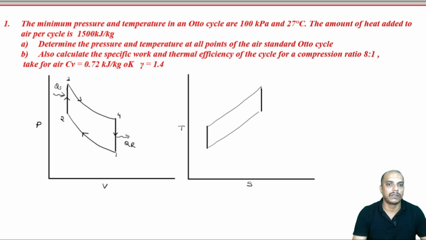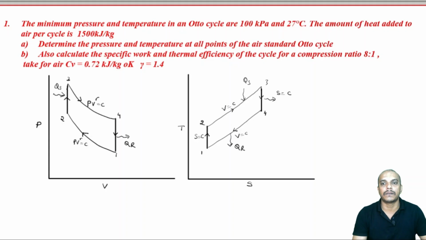So, 1 to 2 is isentropic compression or reversible adiabatic compression, that is PV power gamma is equal to constant. 2 to 3 is constant volume heat addition, and 3 to 4 is isentropic expansion, reversible adiabatic expansion, and 4 to 1 is constant volume heat rejection. Now, this is our reversible adiabatic expansion 3 to 4.